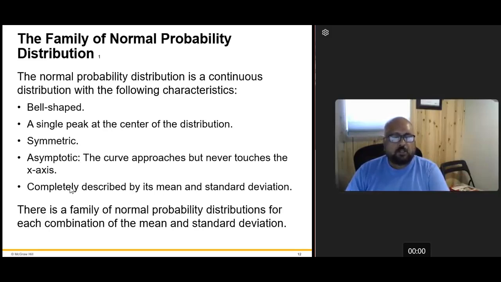It is also asymptotic. The way we define an asymptotic curve is that it decreases from the midpoint, but it never touches the base. It continues indefinitely to infinity, whether on the left hand side of the mean or the right hand side of the mean. It never touches the x-axis. And the way to describe a normal distribution is using a mean and standard deviation. So let's take a look at how we find the mean and standard deviation for a normal probability distribution.